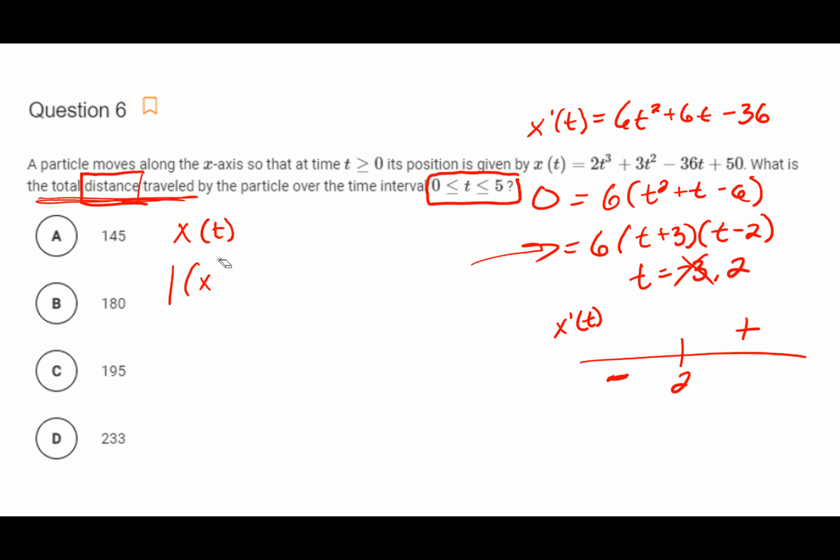So I know I'm going to go from x of 2 minus x of 0. That's going to represent this first interval here. And you could have done x of 0 minus x of 2. It doesn't matter. Plus my next interval, which is x of 5 minus x of 2. All right, so that's giving me my distance, how much I've traveled.